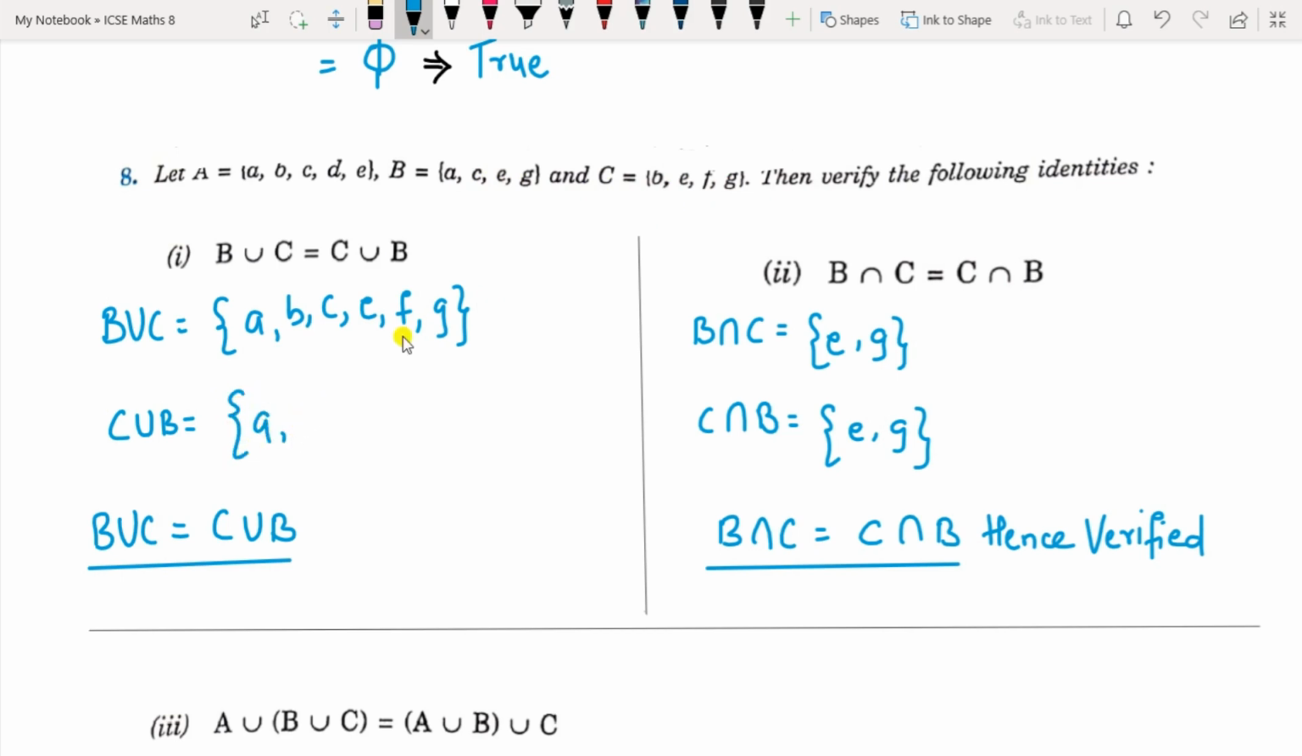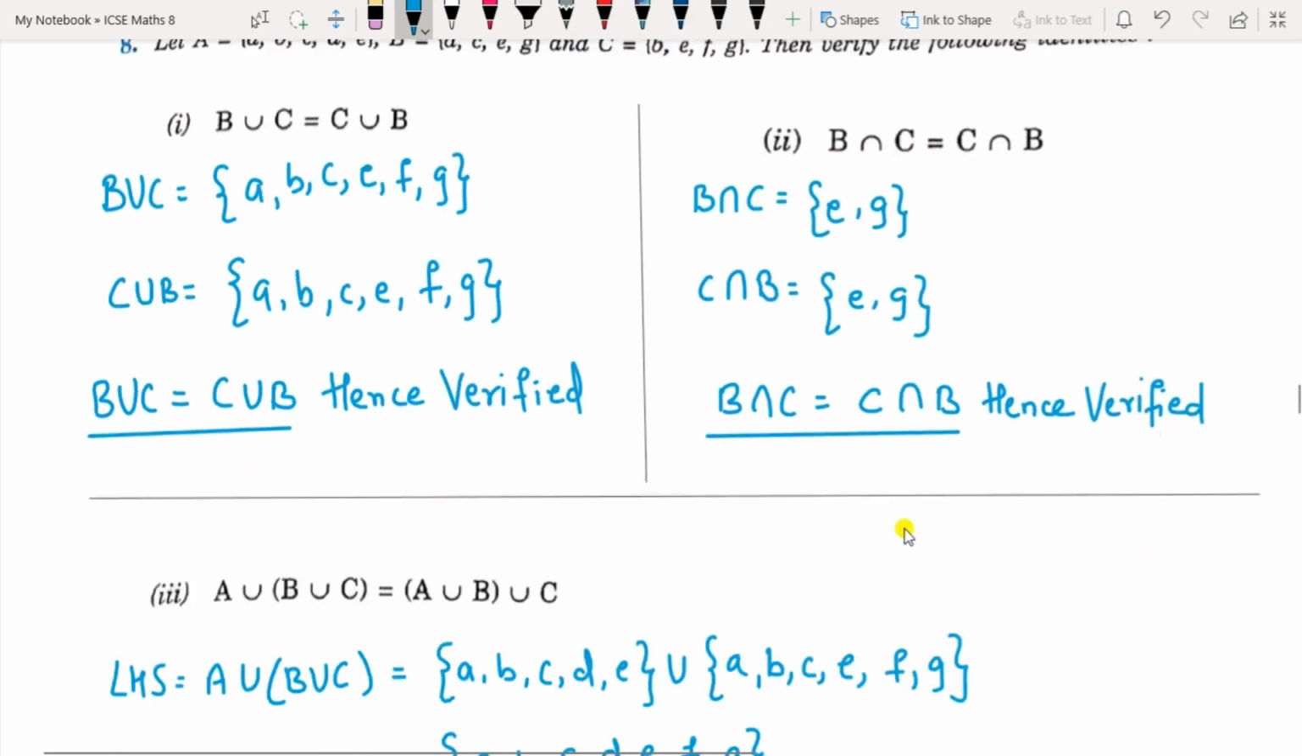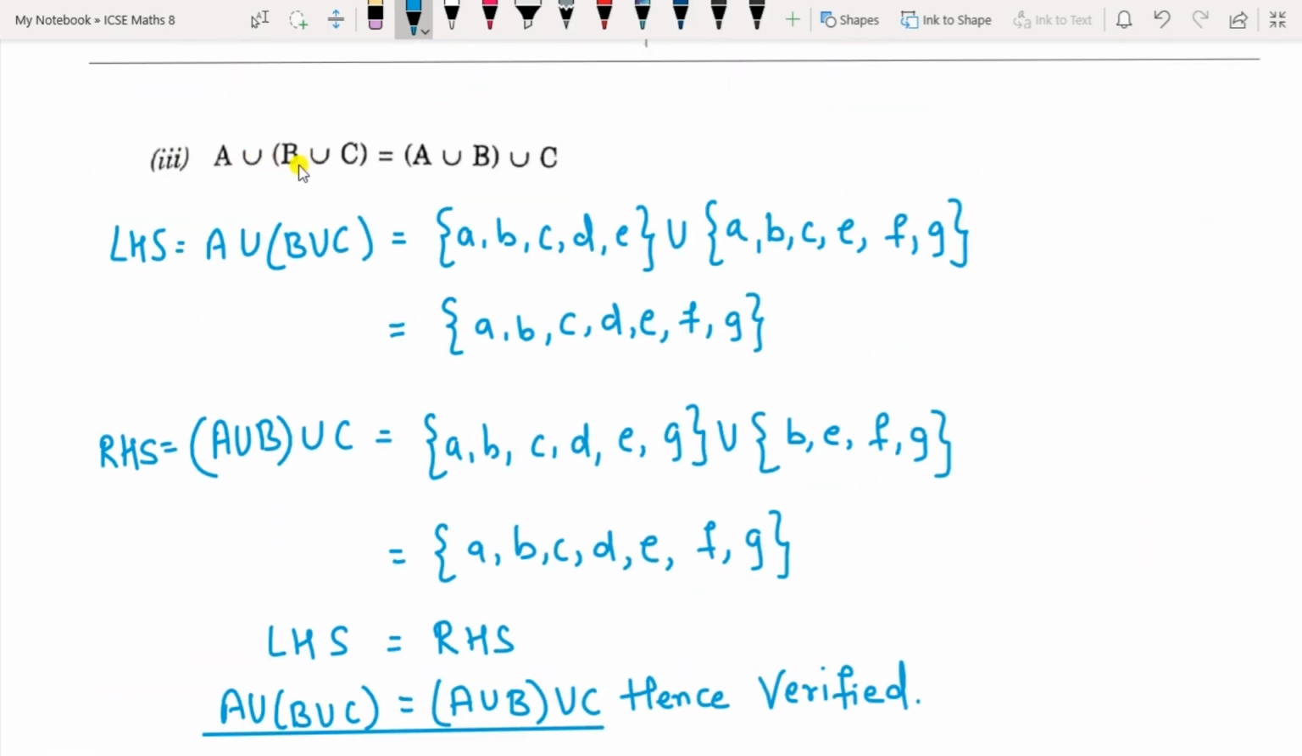Then C union B will also be the same thing: A, B, C, E, F and G. So therefore the given question here is verified. So this was for union. The similar one you have to show for the intersection. You are getting E and G in both the sets. So it is verified. This is the commutative law that we have studied above.